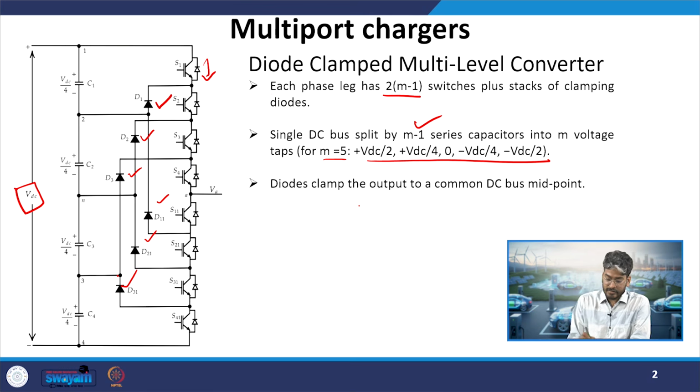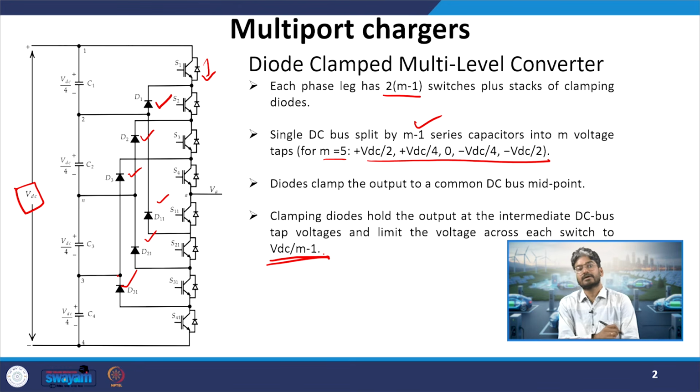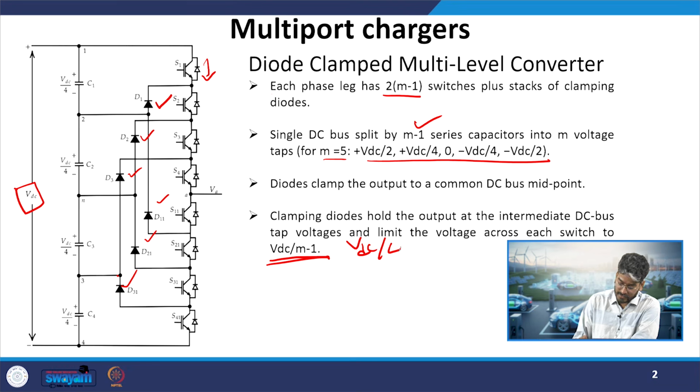Now, the diode clamps the output to a common DC point. So, clamping diodes hold the output voltage at the intermediate DC bus terminal voltage and limit the voltage across each switch to VDC by M-1. As in our initial discussion, I said that the rating of the switch will be different from the DC link voltage. So, this is how it will be defined. In this case, as we have M equal to 5, a 5 level converter, each device has to block only VDC by 4.